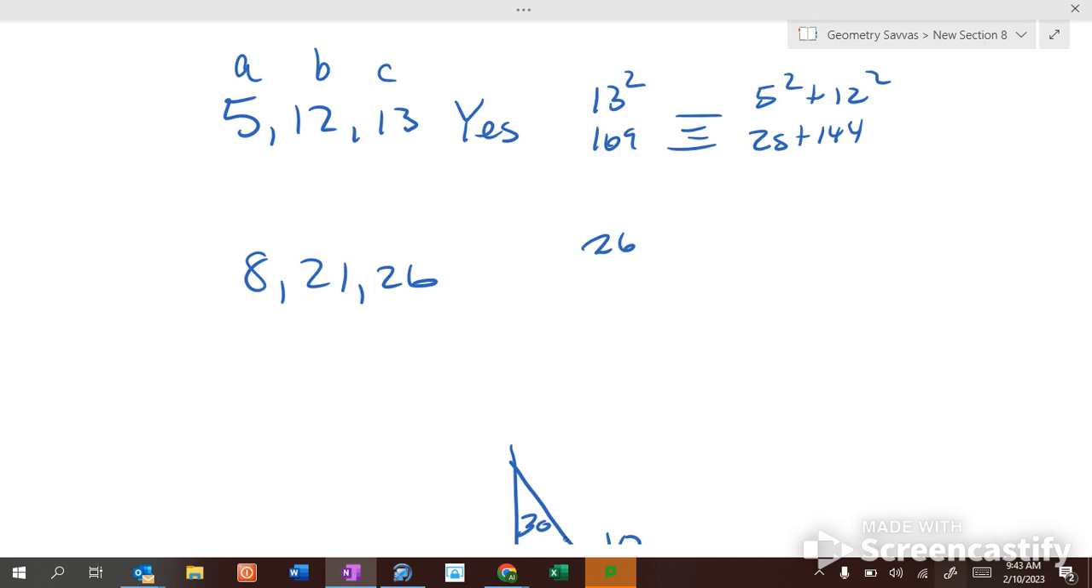Here, is 26 squared the same as 8 squared plus 21 squared? This is 676. This is 64, and this is 441. Is 441 plus 64 equal to 576? No, it is not equal, so no, it is not a right triangle. Right triangle, not a right triangle.